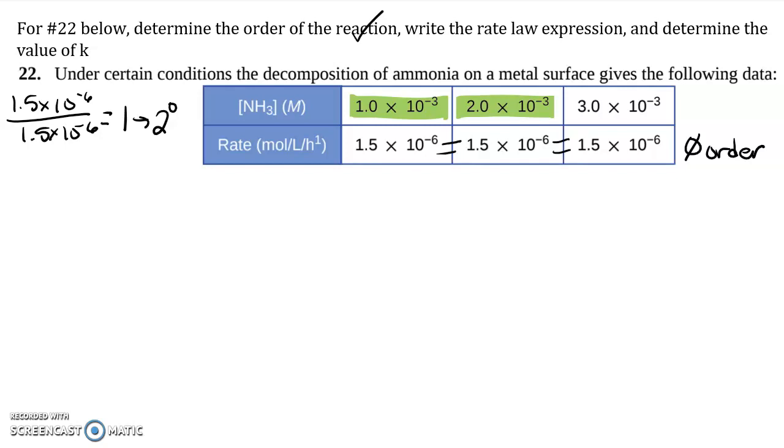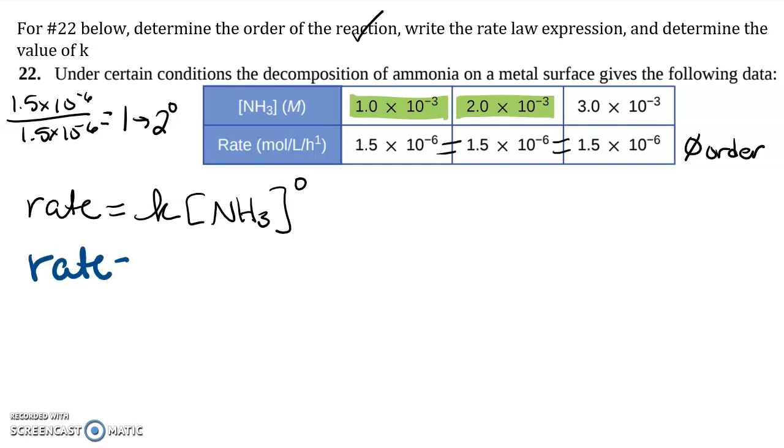Okay, so that's our first question. We can then write the rate law expression. So you're going to have the rate equal to the rate constant times the concentration of the reactant raised to the power of the order of the reaction, which is 0. So in this case, we can actually simplify that to the rate is simply going to equal k, because anything raised to the power of 0 is going to be 1.